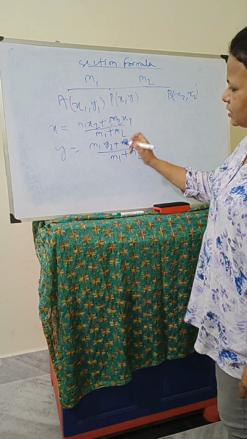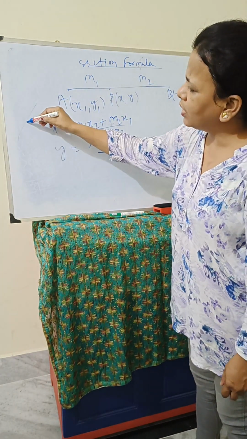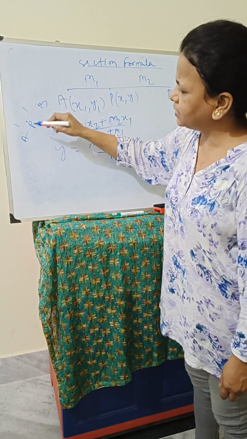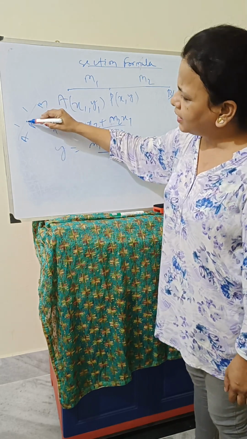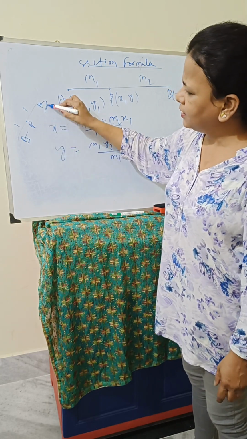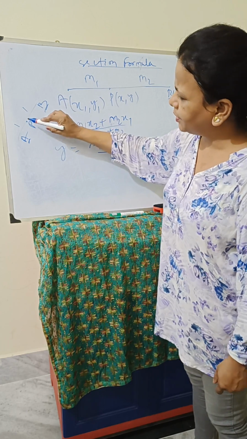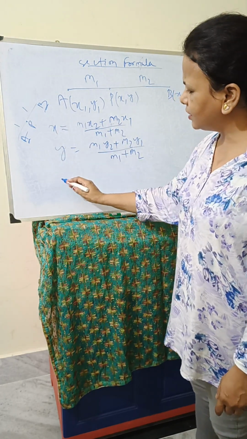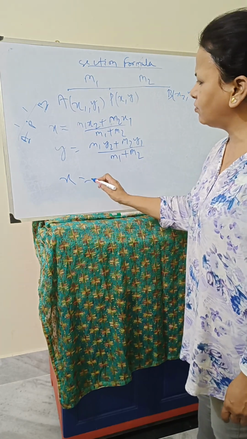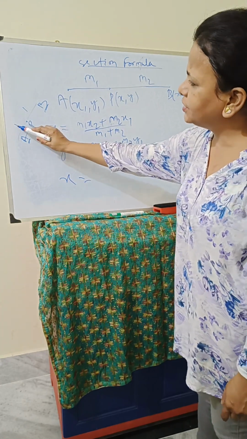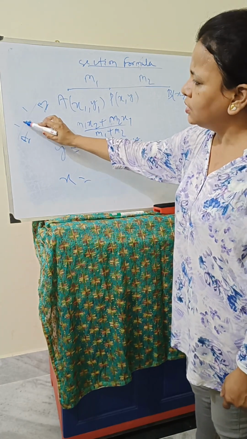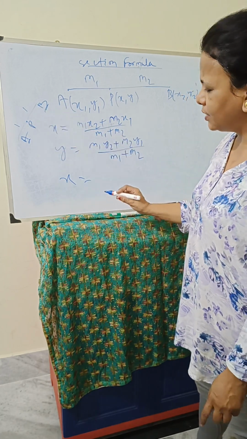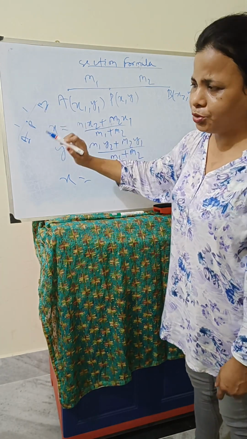Suppose this P is not dividing in the ratio m1 is to m2. It is suppose dividing in the ratio 1 is to 1. Means if it is the midpoint of A and B, means AB line segment, and A and B are joined and P is the midpoint of AB, in that case what shall we do? In that case the x coordinate of P can be found out by doing what? Because it divides the line segment in the ratio 1 is to 1. So in that case m1 and m2 both are 1.